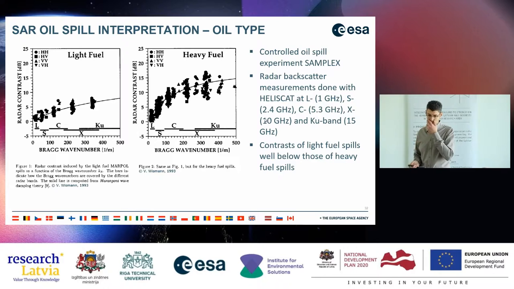Just a little information about the oil type. There was some experiment to show how the oil type influences the SAR oil spill signature. So you see light fuel and heavy fuel. When you have a heavy fuel, you usually, independently of the wavelength of your radar, receive a little bit more backscatter. And you see also the different polarizations that were measured.